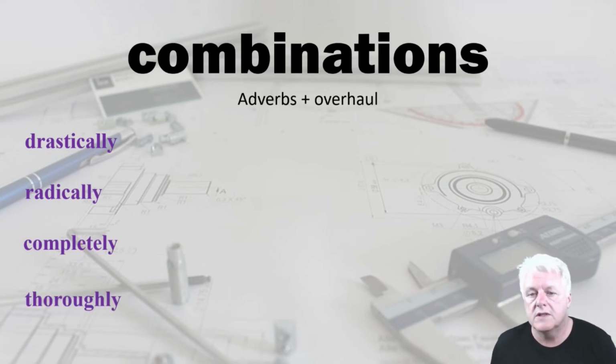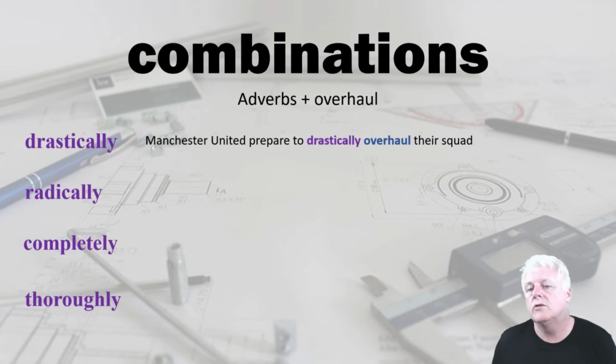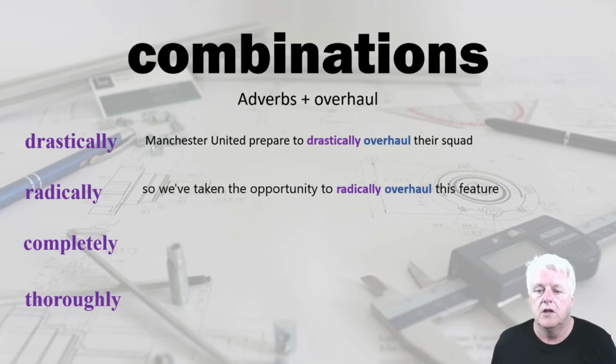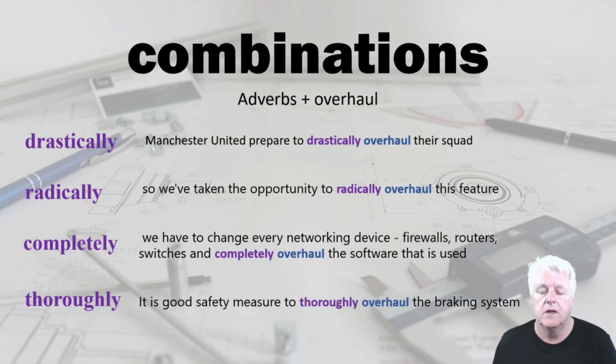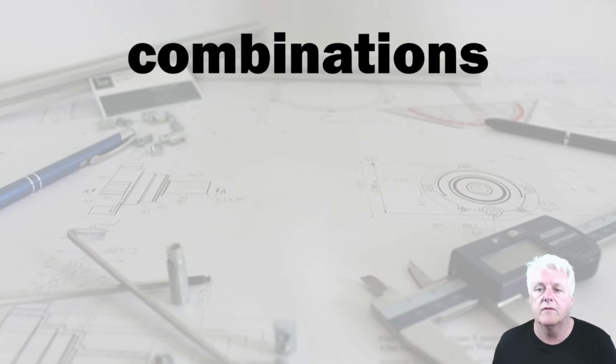Let's have a look at some sentences. Manchester United prepare to drastically overhaul their squad. So we've taken the opportunity to radically overhaul this feature. We have to change every network device, firewalls, routers, switches, and completely overhaul the software that is used. It is a good safety measure to thoroughly overhaul the braking system. So there you see the combinations of adverbs plus overhaul, and these are the main ones that are used together.